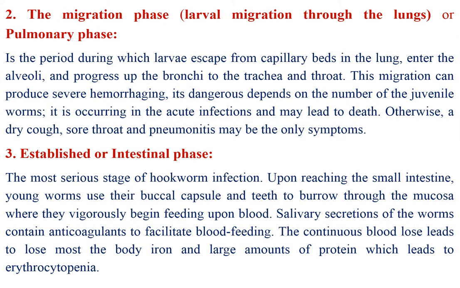2. The migration phase. Larval migration through the lungs, or it's called the pulmonary phase. It is the period during which larvae escape from capillary beds in the lung, enter the alveoli, and progress up the bronchi to the trachea and throat. This migration can produce severe hemorrhaging.